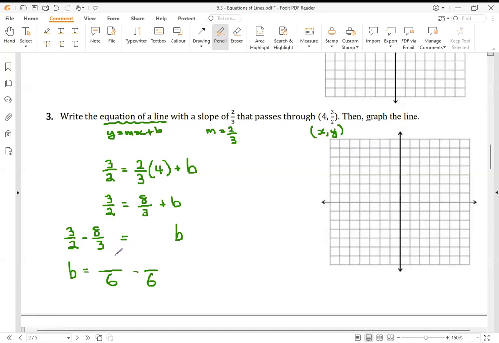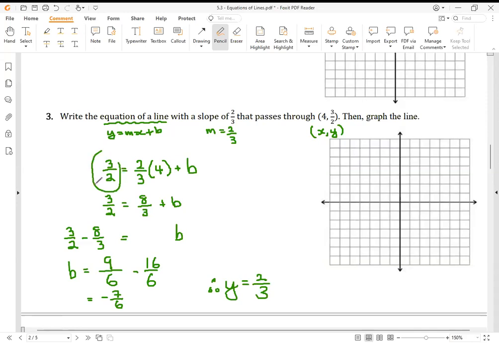To get the same denominator, we multiply by 1. For the first one, you multiply both numbers by 3/3. For the second one, we multiply both numbers by 2/2. When I subtract, b is going to be a negative 7/6. So 9 minus 16 is what I'm doing. We have -7.